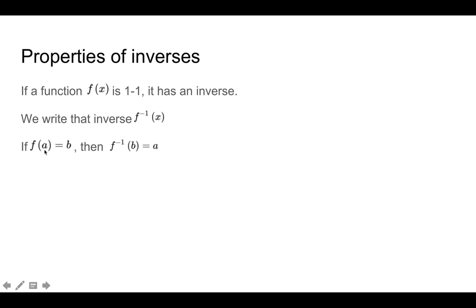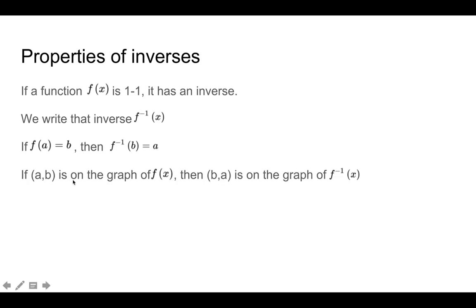Some properties here. If you know f of a equals b, then the inverse is going to undo that. It's going to go backwards. It's going to take that output b and bring you back to a. Another way of saying that, it's the exact same information here. If you know a point on the graph of f of x, a point (a, b), then the graph of f inverse will have the same point just swapped. All we do is swap the x's and y's. The point (b, a) will be on the graph of the inverse. Another way of saying that, all this really says the same thing.